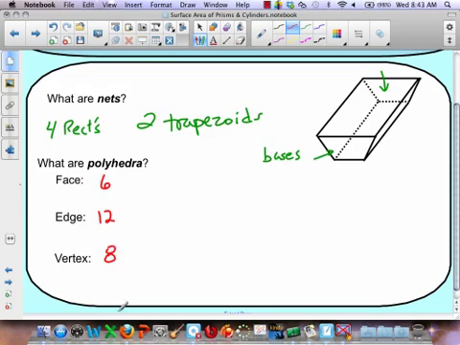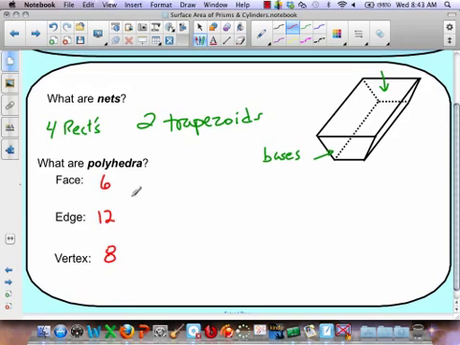It goes 6, 12, 8. Yeah, but you put the vertex before the edge. So what's the relationship here? It's hard to tell with the 6, the 12, and the 8. But there is a specific relationship.